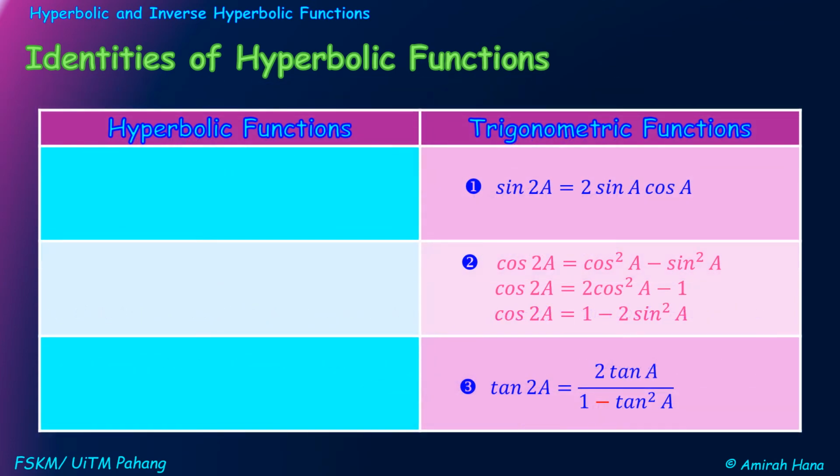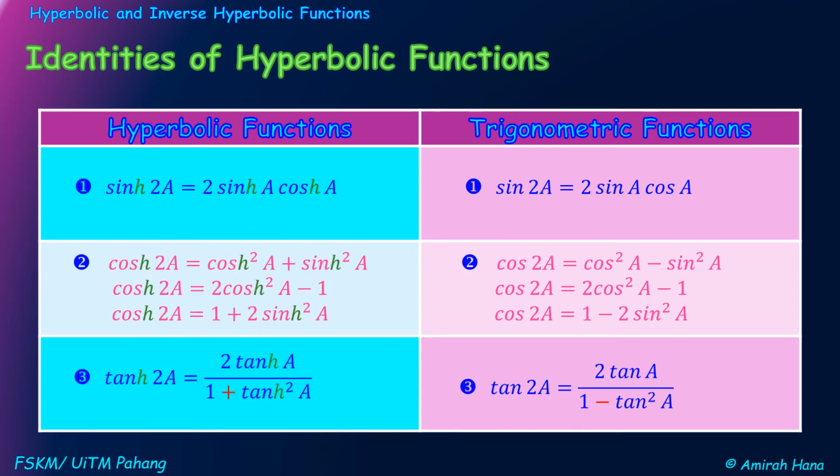Alright, now we look at other identities of hyperbolic function. First, we look at trigo function. Under trigo function, we have double angle identities. We have 3 formulas here: sine 2A, cos 2A, and tangent 2A. But for cos 2A, we have 3 formulas here. First, in terms of cos and sine. Second, in terms of cos only. And third, in terms of sine only. Right? Alright, under hyperbolic function, the formula looks similar to trigonometric function.